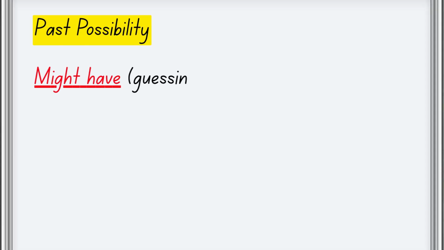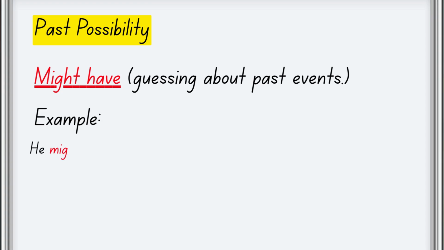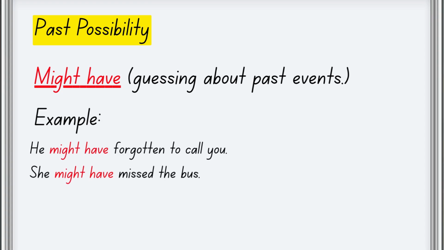Now, what about the past? We usually use might have when we're guessing about past events. Example, he might have forgotten to call you. She might have missed the bus. We can say may have too, but might have is way more common. So if your friend says, why didn't John text me? You can answer, he might have fallen asleep. Not, he may have fallen asleep, unless you're trying to sound like Sherlock Holmes.